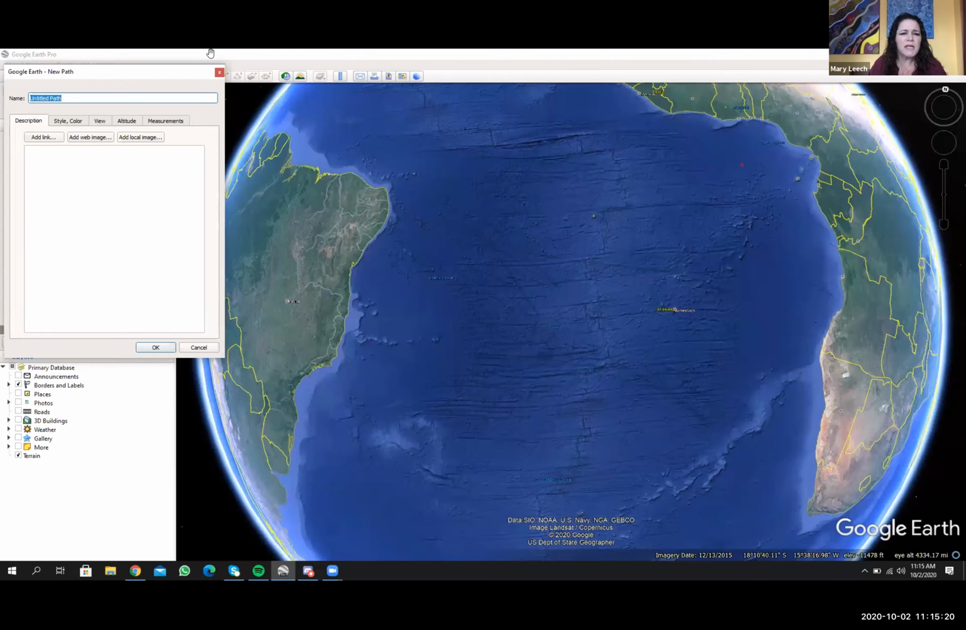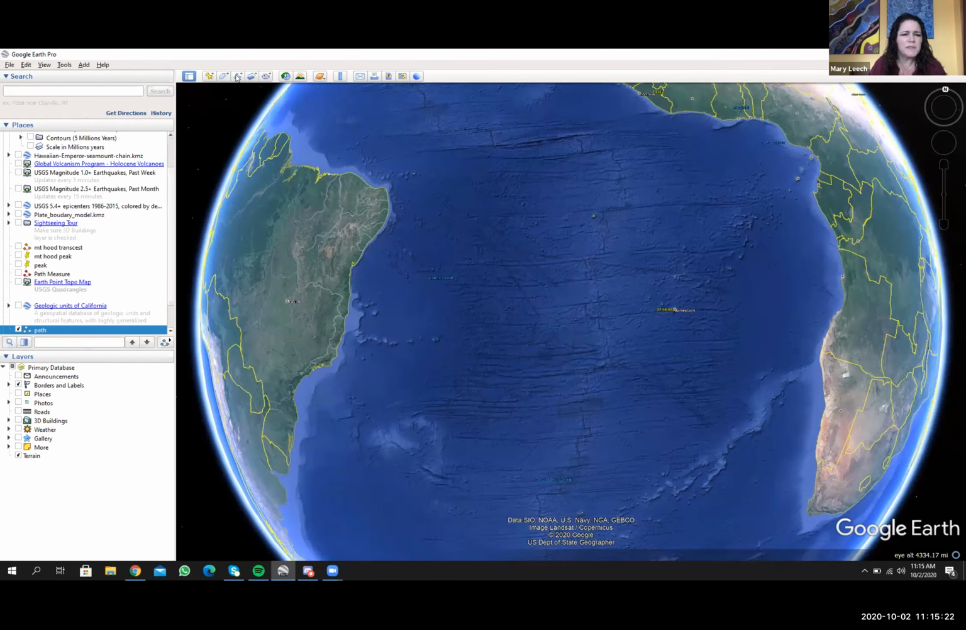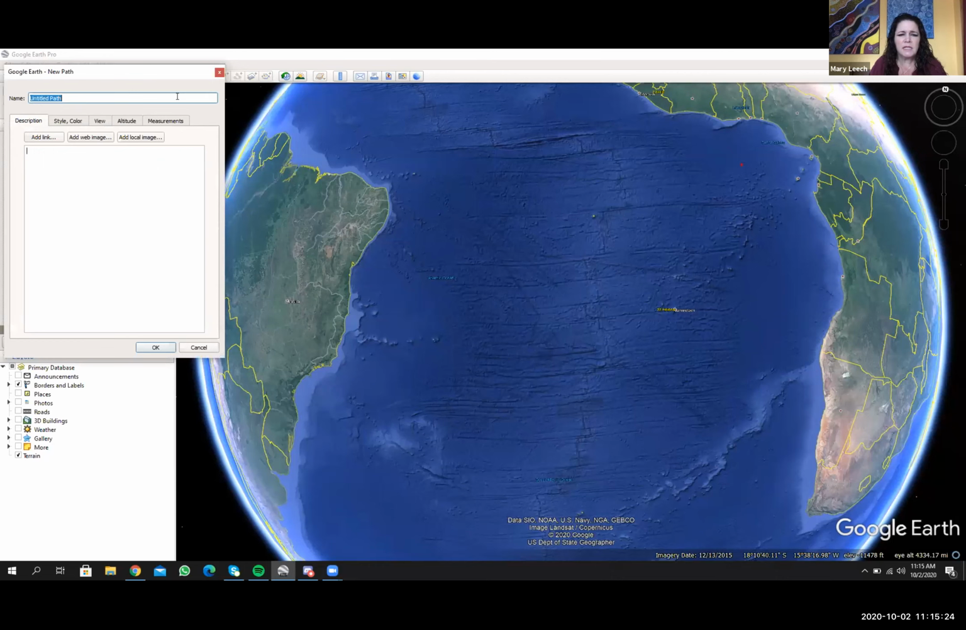So if you take the path tool up at the top, and then click on the west side of the Atlantic, right? So all the way over to the edge of the continent. Oh, sorry. So like here. Yeah, and then go all the way to Africa.